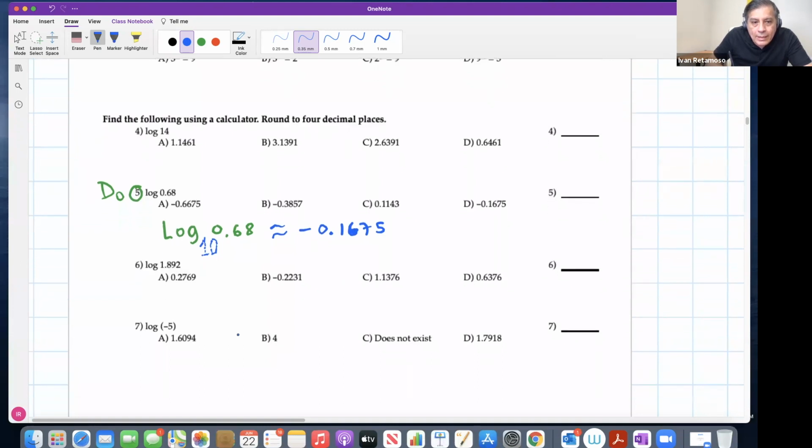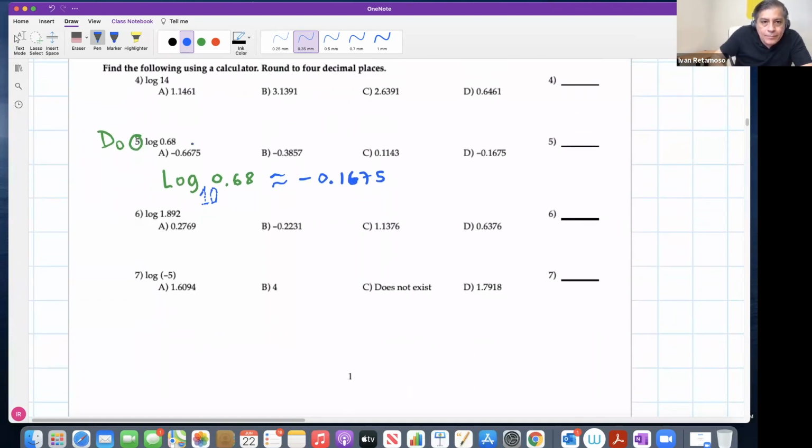Now, can you try this one now? I'm emphasizing this because you're going to take these logs a lot. So try to get that done. And then we will go over to number 7, we'll move on. What should be the common log of the number 1.892 rounded to 4 decimal places?